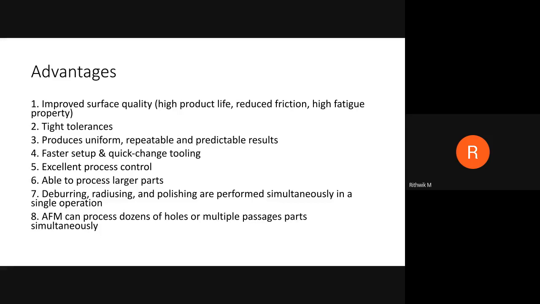First advantage, improved surface quality. By the abrasive flow machining process, we'll have an improved surface quality. Next, tight tolerances. Tight or close tolerances are possible using abrasive flow machining. And the third one, it produces uniform, repeatable, and predictable results. So the end products will be uniform. We'll be able to produce uniform structures, repeatable and predictable results.